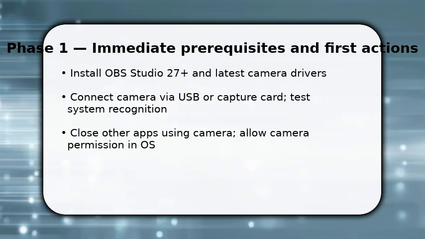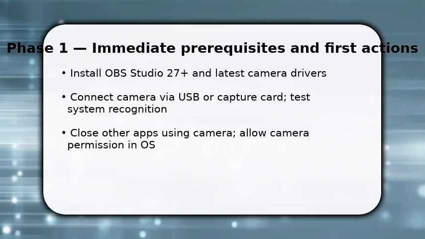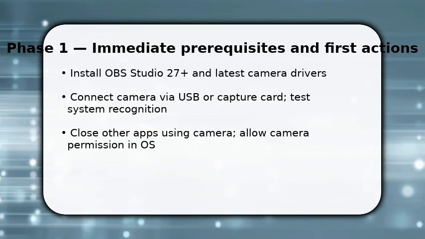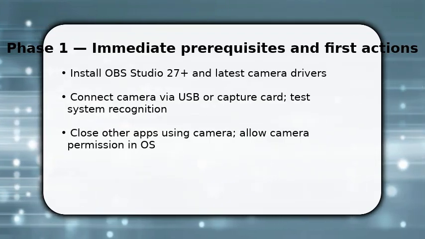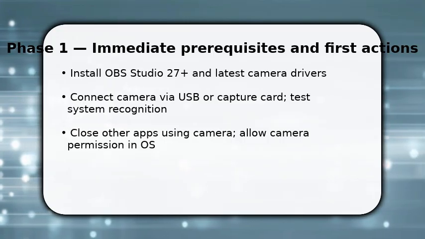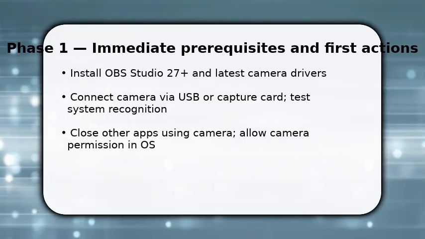Once done, pick your camera from the device dropdown so OBS queries it. Make sure the camera resolution and FPS match your intended output. This avoids stutter or scaling. If you see a black box, don't panic.